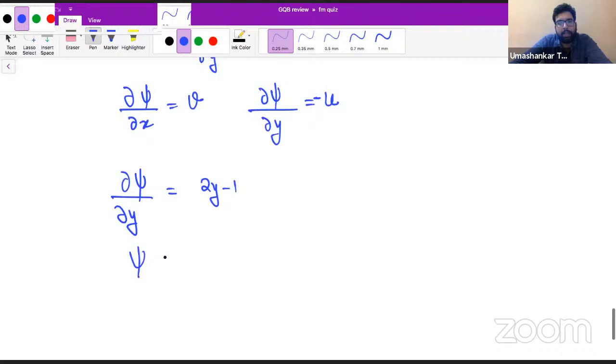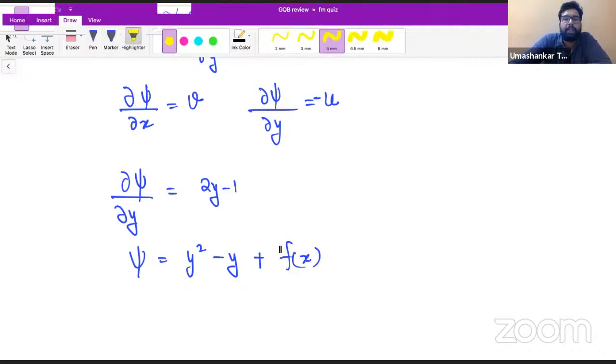Now when I integrate it, I'll be getting y square minus y plus... Now you see we are integrating a partial derivative. So definitely when we are writing a partial derivative, we have considered x to be constant, right? So we know when we integrate, we get a constant. Here, the constant will be a function of x because we have integrated it keeping x constant. So the constant that we are going to have in this question is f(x), right?